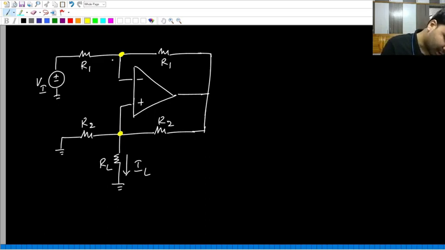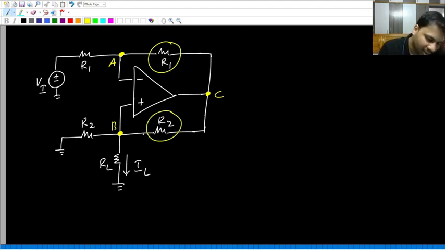Let me call this A, this B, and this point C. If you look at R1, is it not between A and C? And R2 is between B and C. So for R1 and R2, which point is common? C is common, whereas the other two points are not common. A and B are two different points, but they are at the same potential due to virtual short.